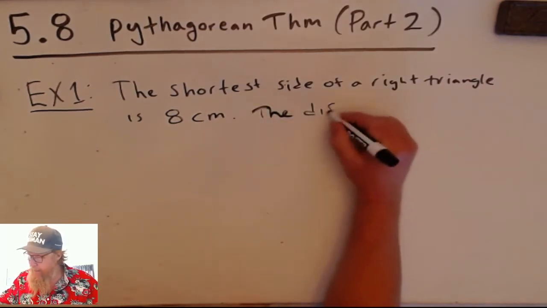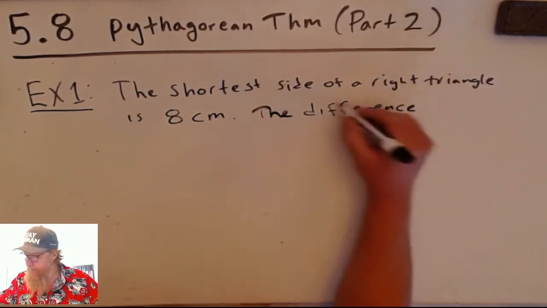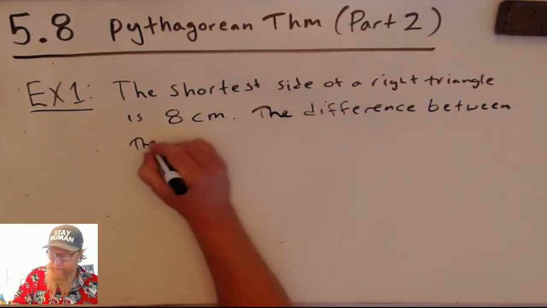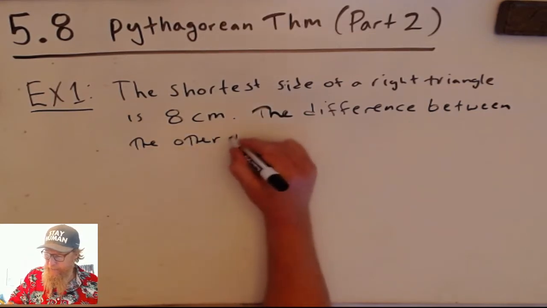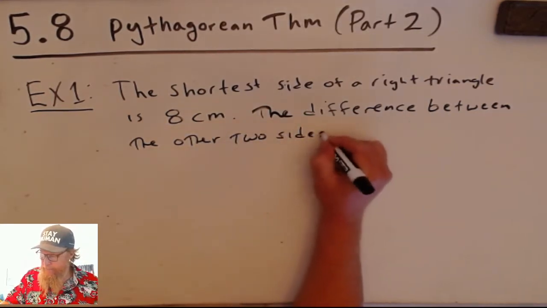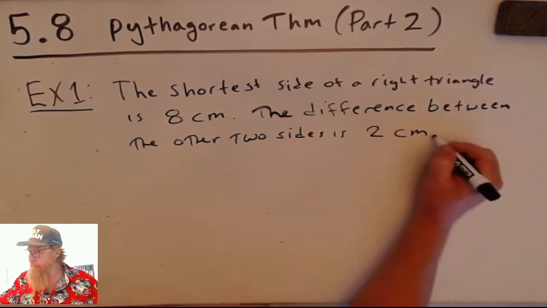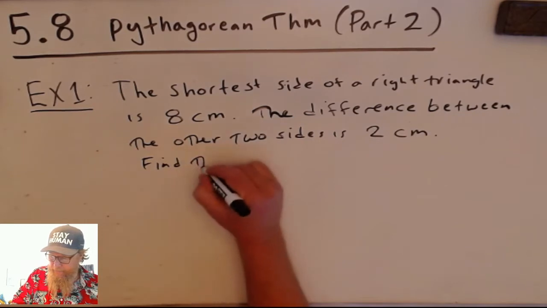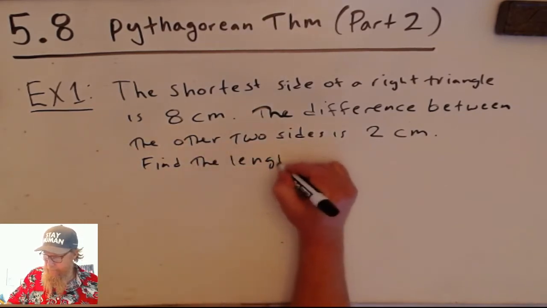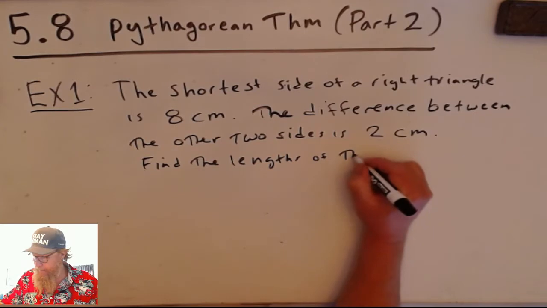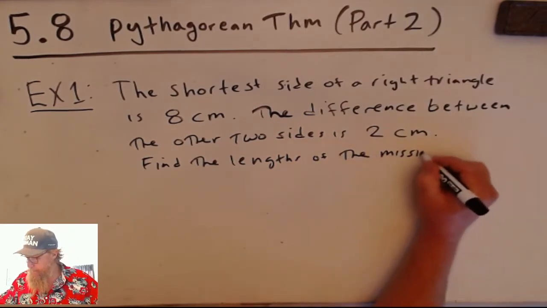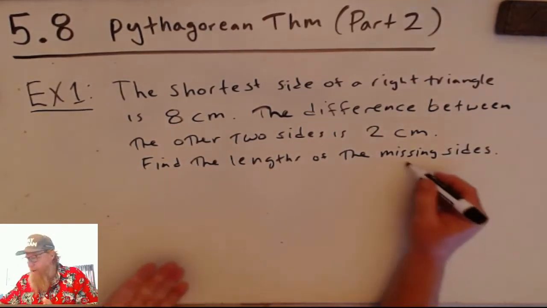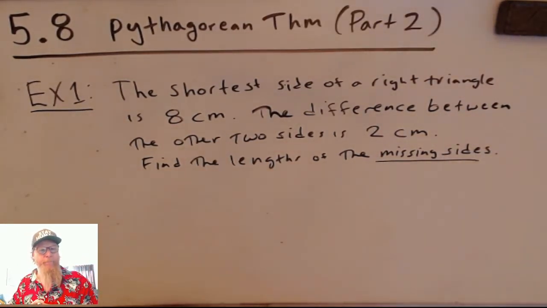Very similar setup. The difference between the other two sides is 2 centimeters. Find the lengths of the missing sides, or the unknown sides, or whatever you want to call it.